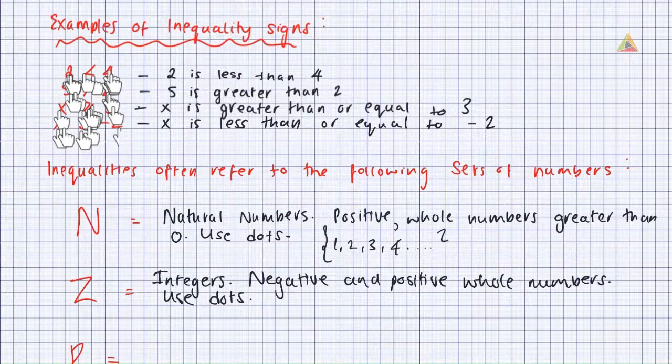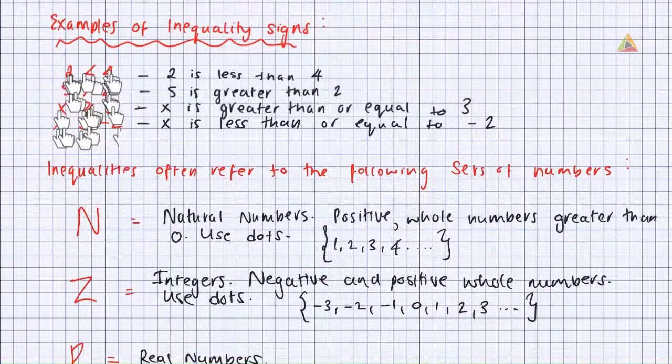It continues. Now, if I was talking about integers, they're negative and positive whole numbers. So I'm just going to give an example. -3, -2, -1, 0, 1, 2, 3, and so on. The last one we're looking at is R, which is real numbers. Now, real numbers is basically everything else. So you're talking fractions, decimals, all that kind of stuff. So everything else.